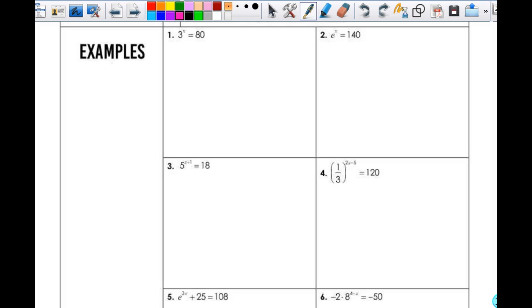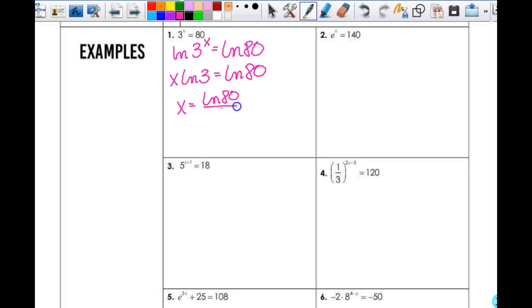Okay, so we have x up here in the exponent. I cannot get a common base between 3 and 80, so I'm going to take the natural log of both sides. So the natural log of 3 to the x power equals the natural log of 80. Then I use my expansion rules. The exponent comes out front. So x times the natural log of 3 equals the natural log of 80. Then what do I do to get x by itself? Divide. So x equals the natural log of 80 over the natural log of 3.